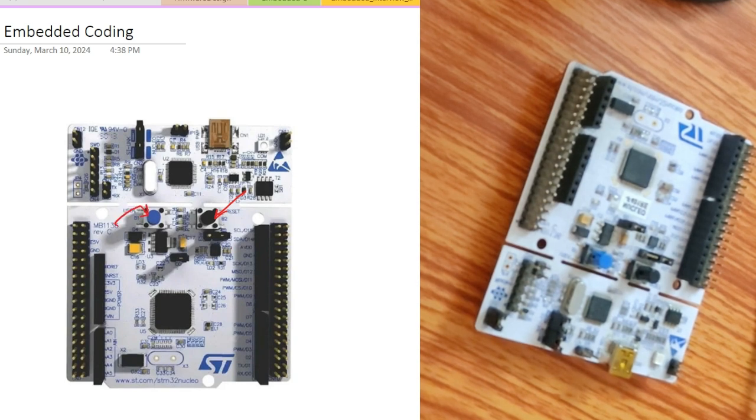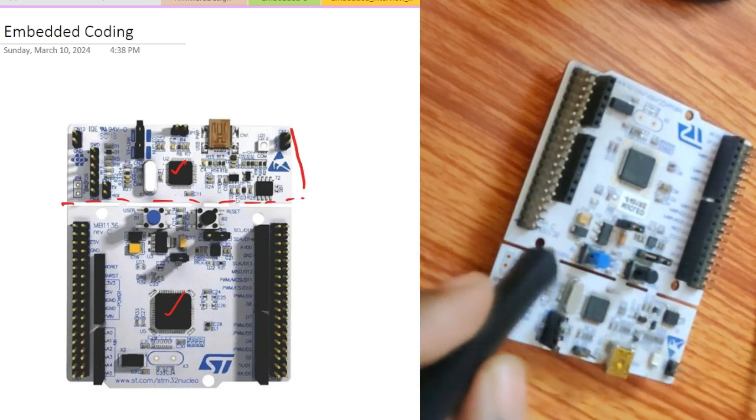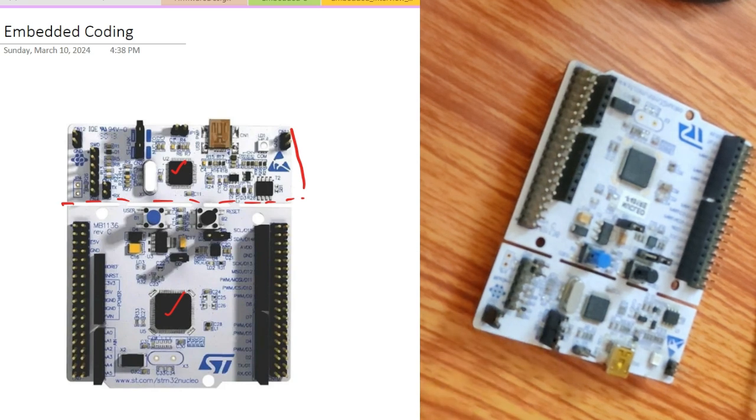Now in this board we have two things. One is the main MCU, and this other MCU is used for debugging. This section, which is divided, as you can see here, is called the debugger section. This is the debugger.